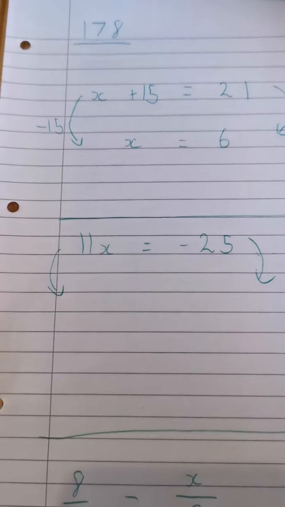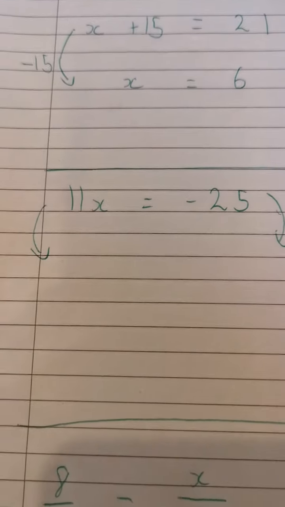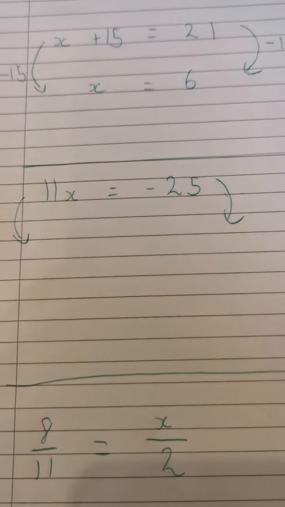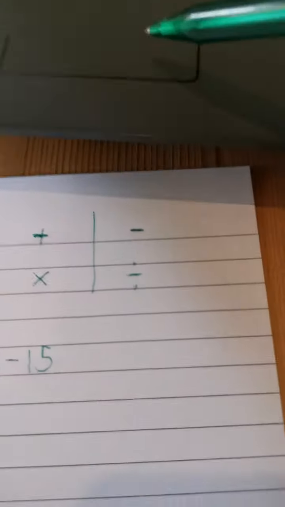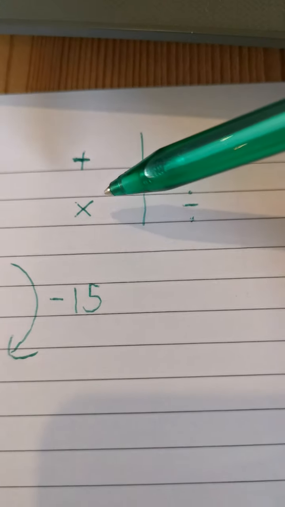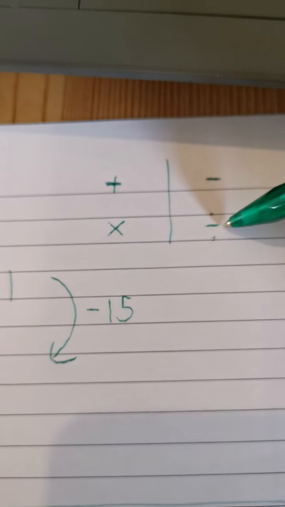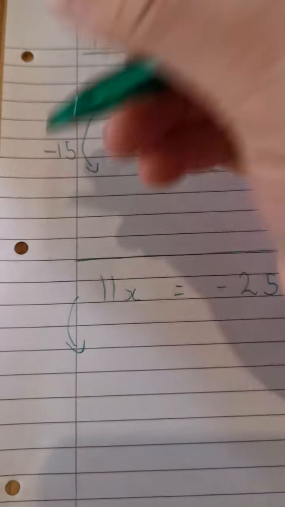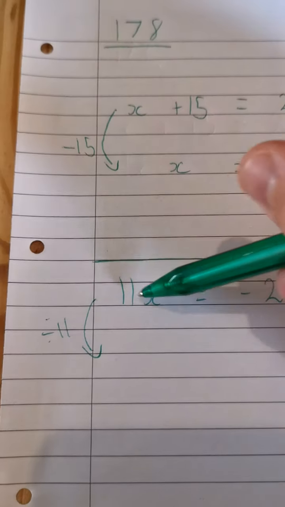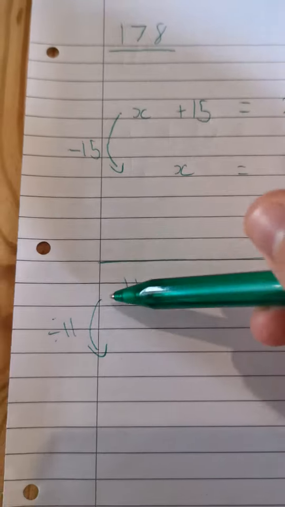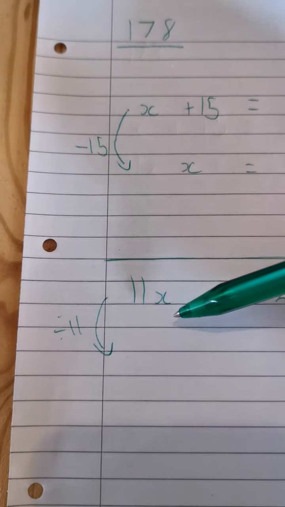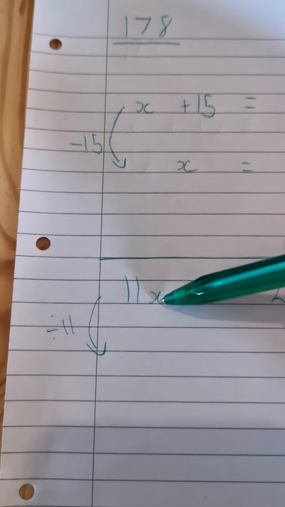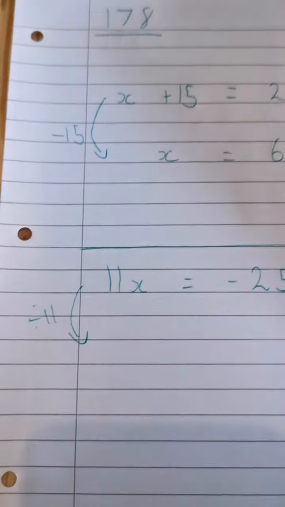Now, 11x, hopefully we remember that 11x means 11 times by x, okay? 11 times by x. If I go up here, the opposite to my multiply is divide. So if I've got 11 times by x, what I'm going to do, I'm going to divide both sides by 11. So 11 times by x, I want to leave x on its own. I divide that by 11, because 11 times by x, the opposite is divide.